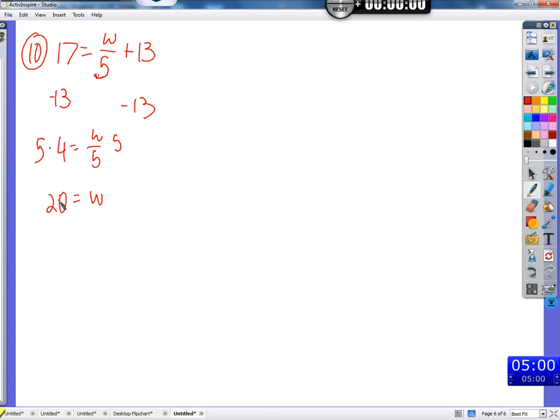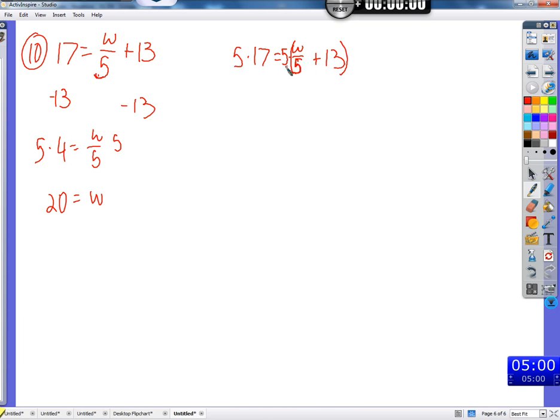That was good. Just to again highlight the fact that we can do whatever we want, as long as it's correctly done and done equally on both sides, I'm going to do it differently. I know that if I had w over 5 and I wanted to get just w, I would multiply it by 5. But I have to multiply both sides by 5, okay? So we'll multiply this side by 5, the whole thing, and multiply this by 5.